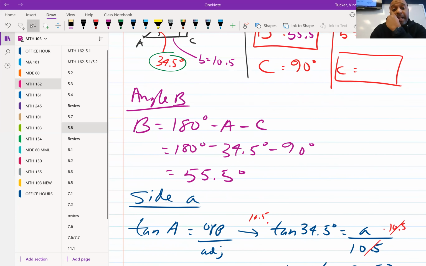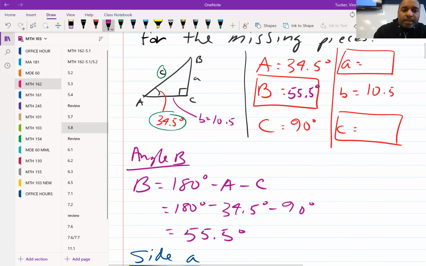Next, I go to find side A. And you want to start off with the information that you have and put yourself in position to have all of the pieces of your relationship except for one piece. So I decided to do tangent of angle A. Angle A, if we go back here, I'm going to scroll back down a second, but angle A is 34.5. We're looking for side A, and we have the side that's right beside it, adjacent.